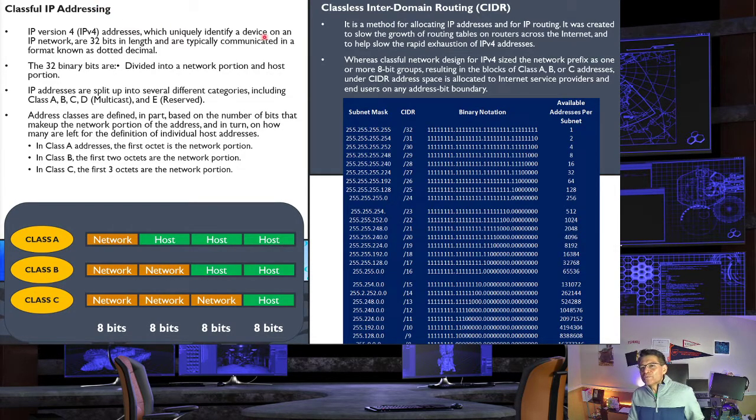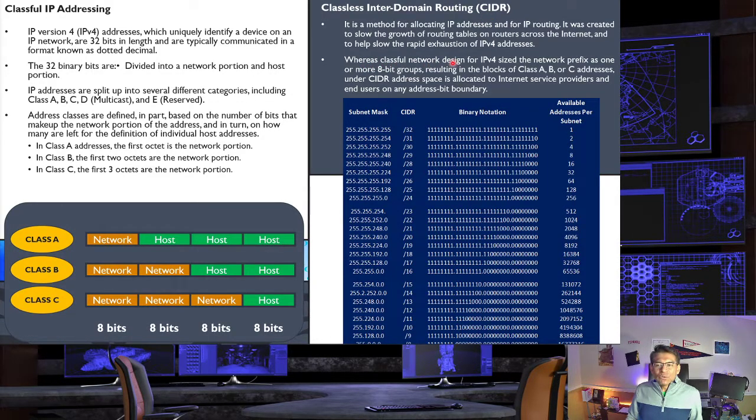Now, we moved into classless interdomain routing, or CIDR, because it is a method for allocating IP addresses and for IP routing. It was created to do two things: number 1, slow the growth of routing tables on routers, and number 2, help slow the rapid exhaustion of IP version 4 addresses. We were running out of IP version 4 addresses. So those were the 2 reasons why we implemented classless interdomain routing, or CIDR.